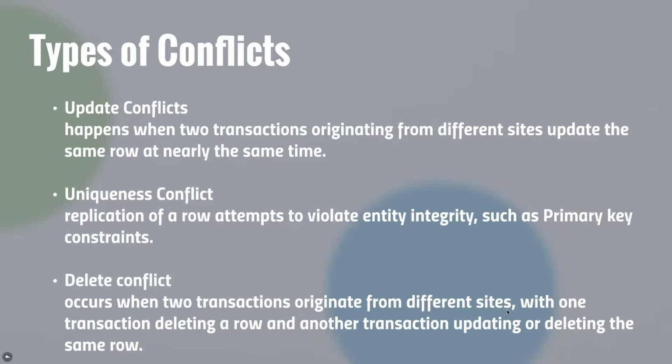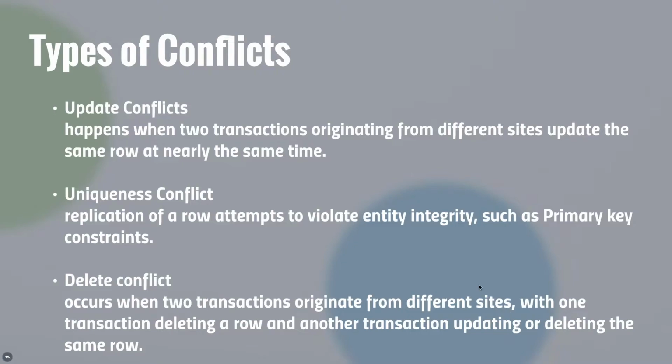Next is the uniqueness conflict, which occurs when the replication of a row attempts to violate entity integrity, such as a primary key or unique constraint. This happens when two transactions coming from different sites insert a new row into a certain table replica with the same primary key. Last is a delete conflict, which occurs when two transactions originate from different sites, with one transaction deleting a row and another transaction updating or deleting the same row. In this case, the row does not exist to be either updated or deleted.